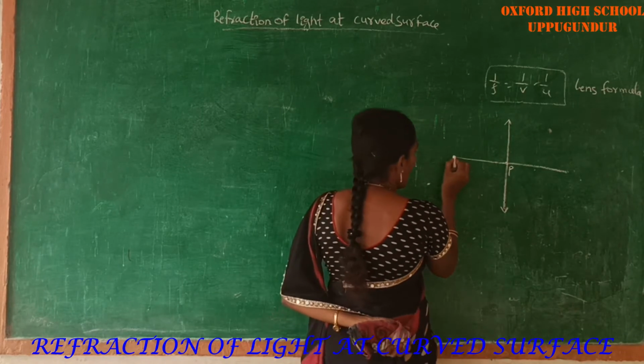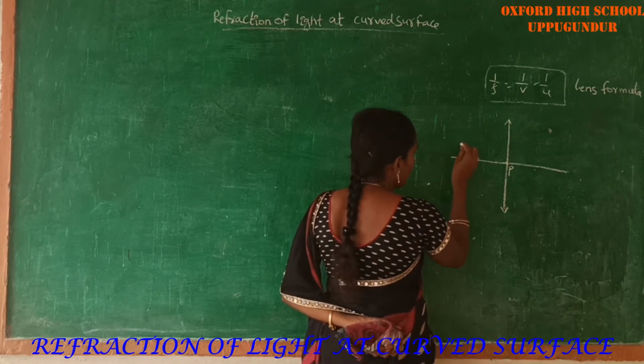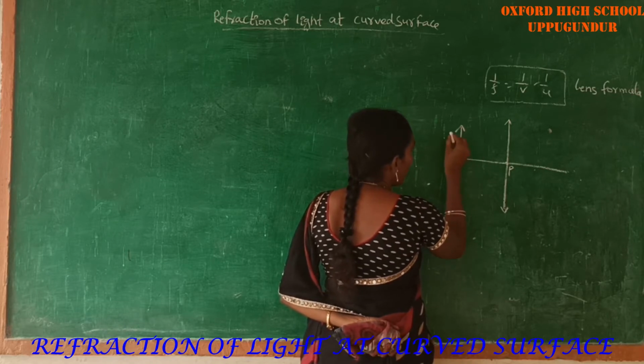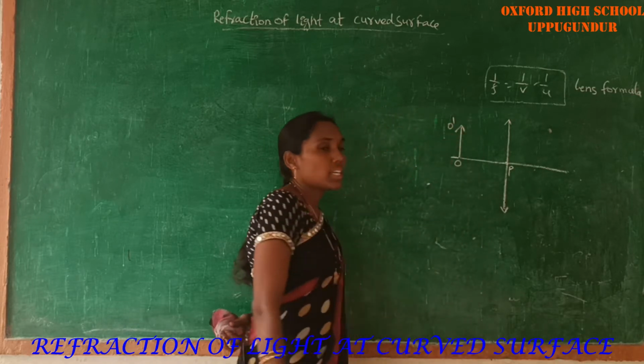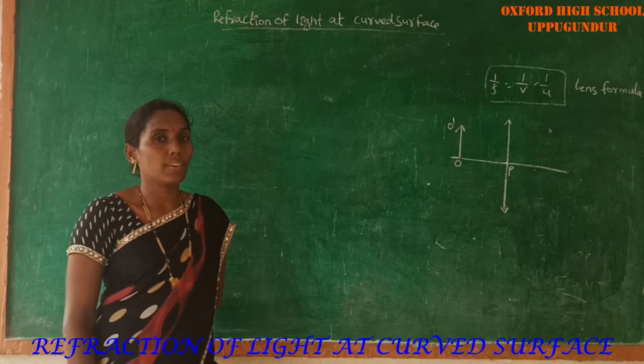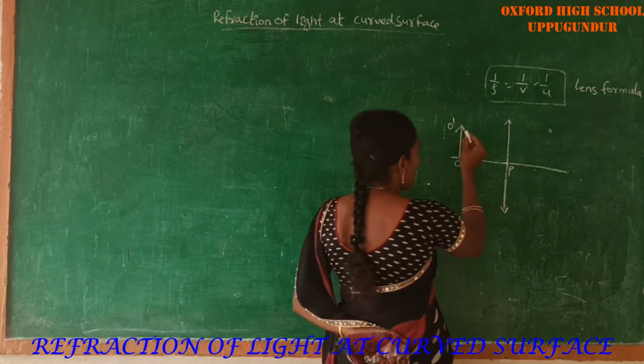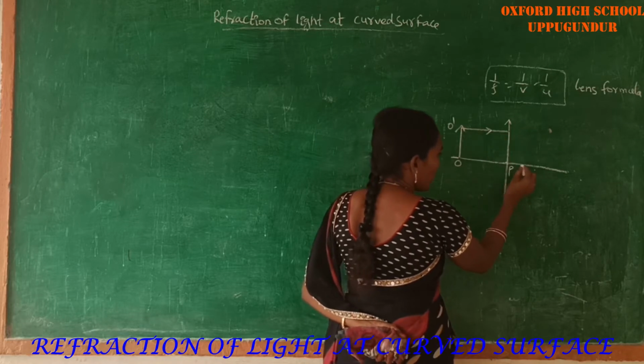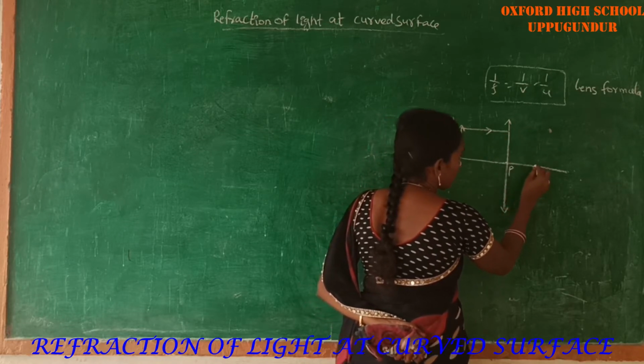Consider a point object placed on the principal axis. The height of the object is O dash. O dash represents the height of the object. The first light ray is coming from the top of the object. Here this is the pole and the focus.